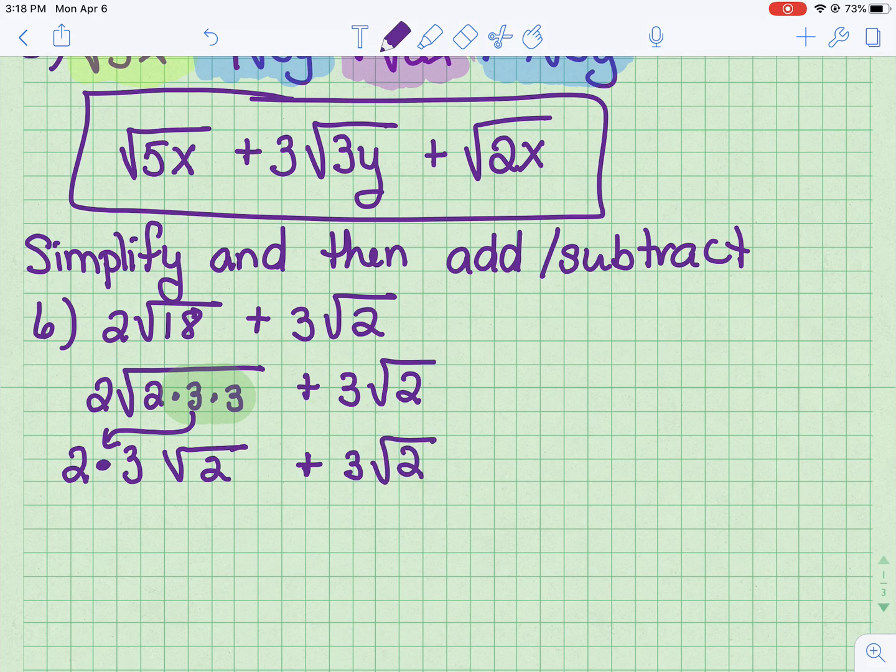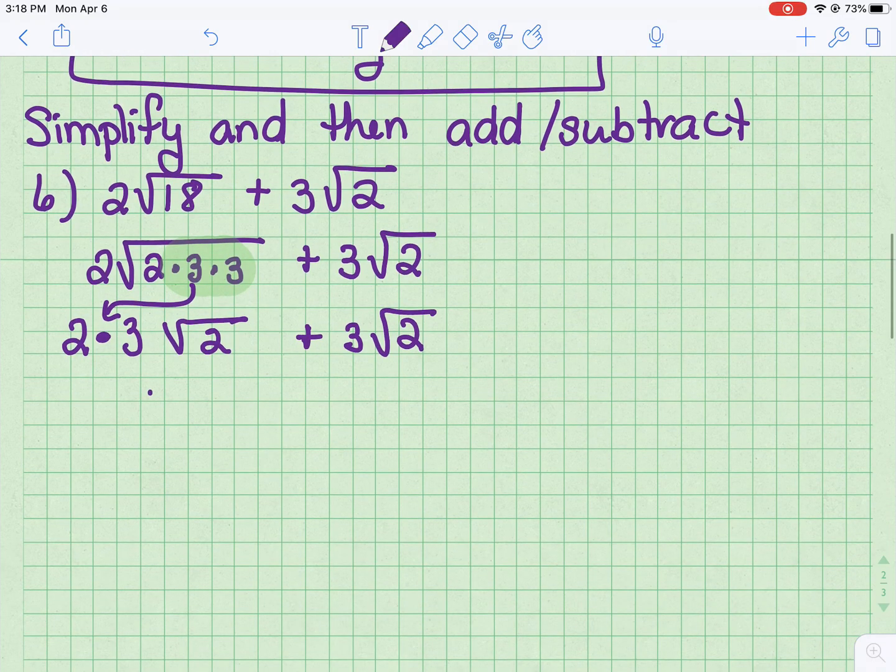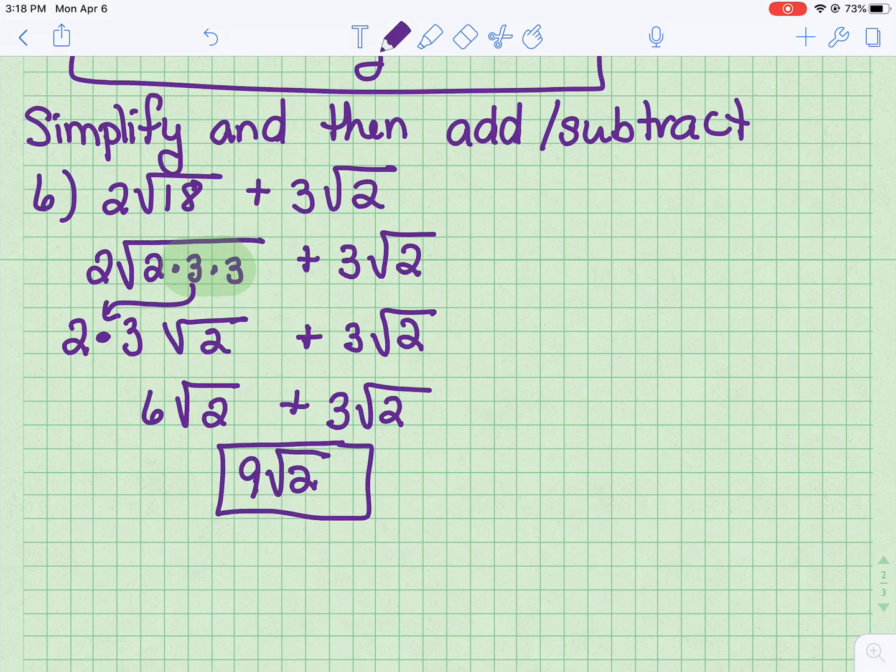So what we have right now is 2 times 3 root 2 plus 3 root 2. Well, what's 2 times 3 on the outside? That's 6 root 2. And now we do have the same radicals. They're both root 2. So we can actually simplify this down all the way to 9 root 2. But like I said, at first glance, it didn't look like they went together. So you have to simplify first, and then you can see if they can be added. They can't always, but sometimes they can.